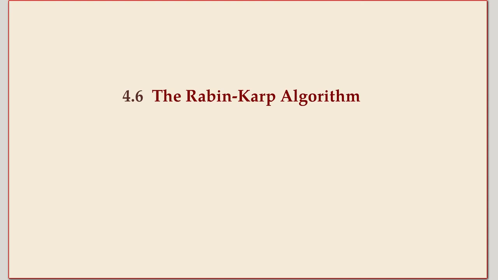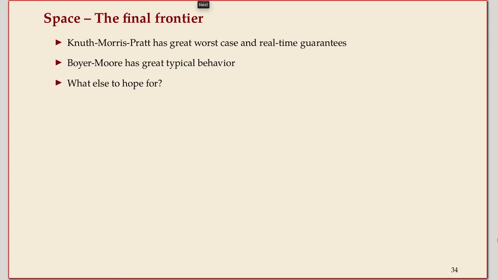The last method for string matching is the Rabin-Karp algorithm. At this point, you might wonder, we've seen a worst-case optimal algorithm. We've seen one that sometimes has good average behavior. We've seen a method that works on many typical texts. We've seen one that has the theoretical guarantees. What else could you hope for?